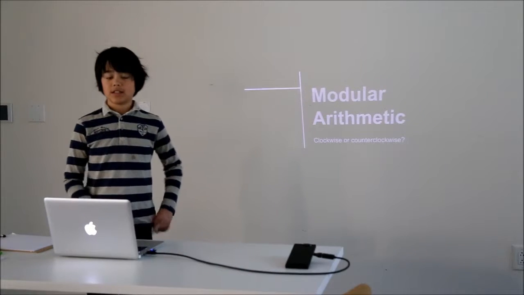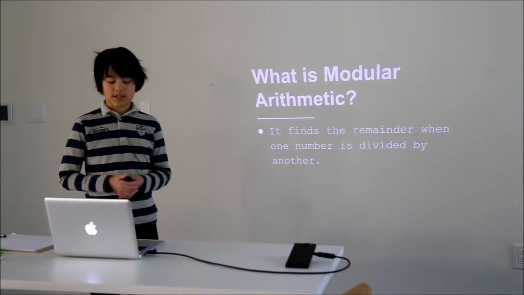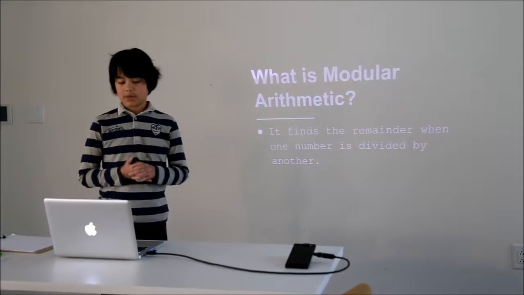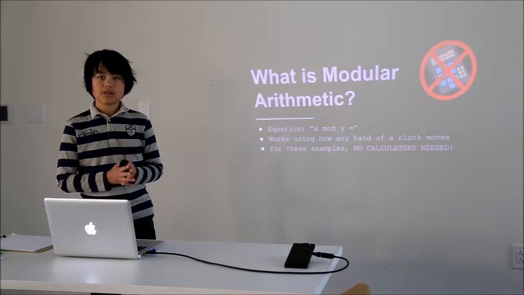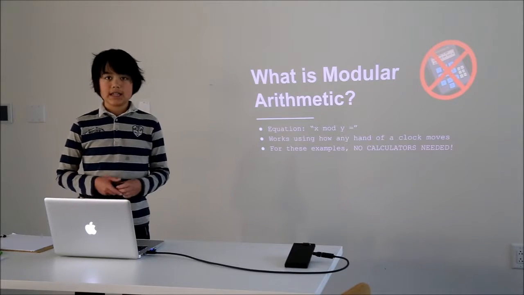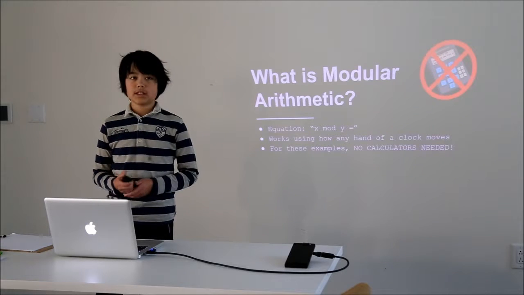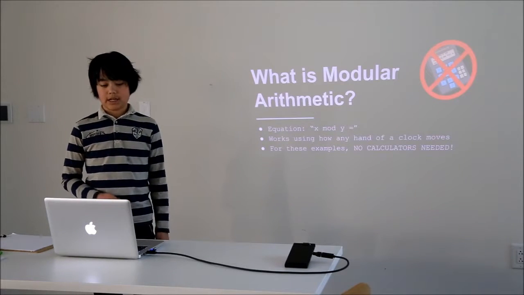Today my presentation is about modular arithmetic. What is modular arithmetic? Well, it's when you find the remainder when one number is divided by another. It uses the formula x mod y, and it works how any hand of a clock moves. For these examples, we won't be needing any calculators, so it's going to be very easy to work out.